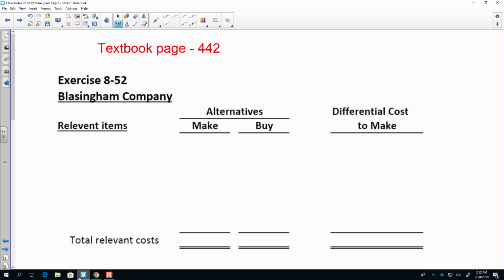Here, what do we have? Lassingham. Guess that's how you pronounce it. Take a few moments to read the paragraph for problem 52 on the bottom of page 442. I'm going to start my relevant items. They're currently looking to get part Q108. There's 35,000 of them. They have a cost per unit of $13 per unit.